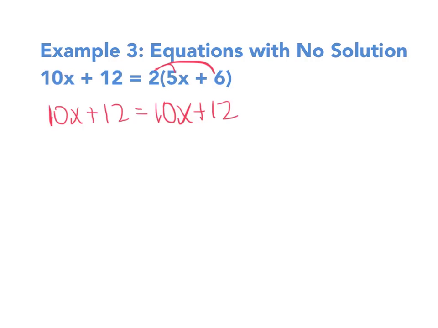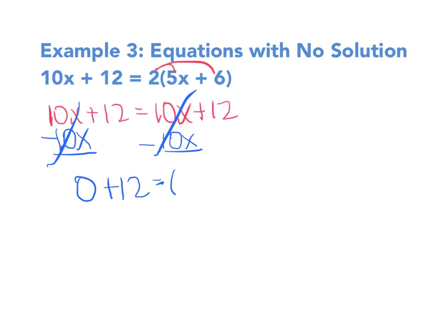And we see that when we combine our like terms, the variable actually cancels. It disappears, and we're left with 0 plus 12 equals 0 plus 12, and 12 equals 12. Sometimes it won't always balance to make a true equation, but just know that whenever your variable term cancels out, it's an equation with no solution.